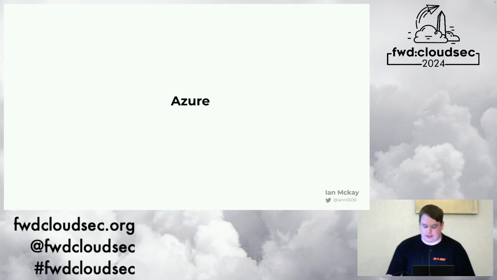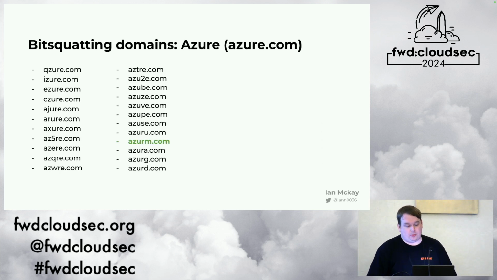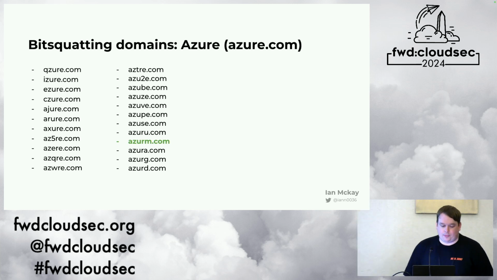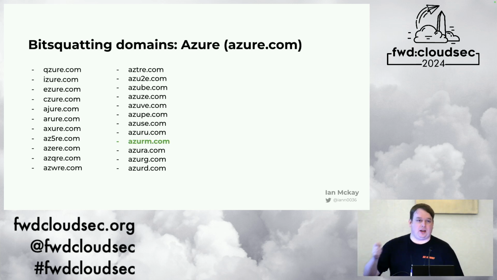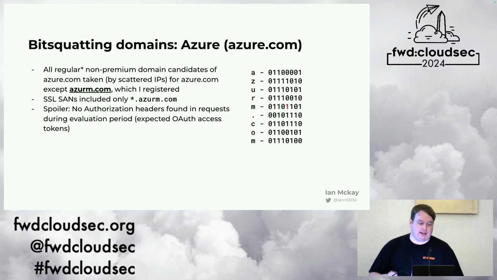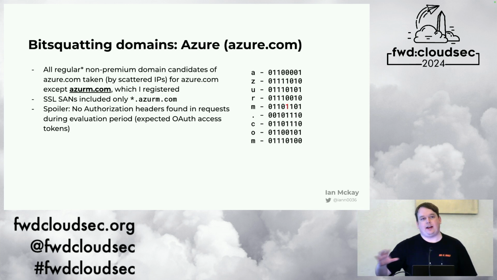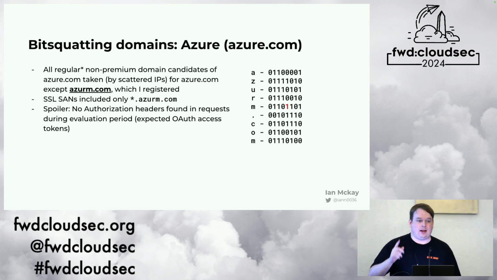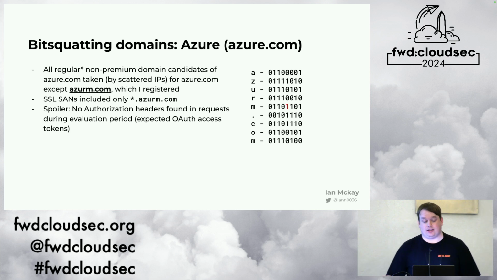Let's get into an example. Let's talk about Azure. So my target for Azure was Azure.com. And here you can see all the available 1-bit bit squats that will exist for Azure.com. All the regular, non-premium domain candidates for Azure.com were taken by a variety of different clients, except for one, which I registered.